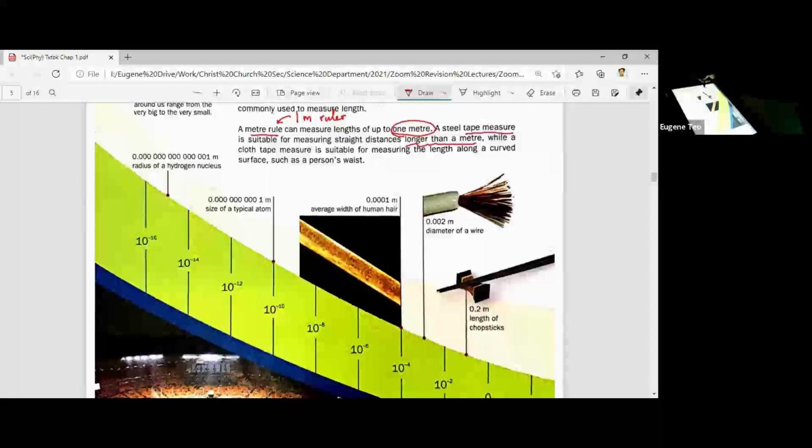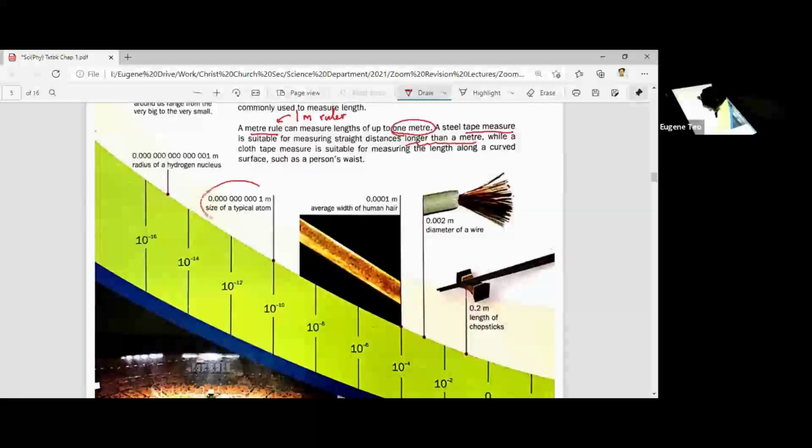The ones that commonly get tested is actually this one over here. The typical size of an atom, you need to know that it's actually 10 to the power minus 10 meters. Okay, I've seen it in the TYS quite a few times already, so you need to take note of this. Okay, these are the ones that are a bit weird, you might not be so sure about. Next one, width of a human hair is actually 10 to the power minus 4 meters.